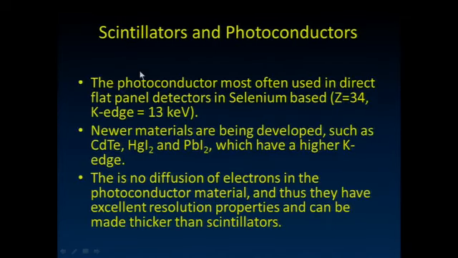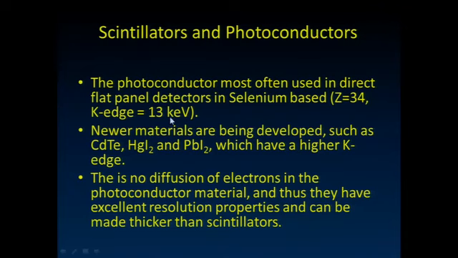So scintillators and photoconductors. Photoconductors most often used in direct flat panel detectors are selenium-based. So the Z is 34, the K edge about 13. Now we've talked about if we could match the K edge to the average X-ray energy that we're imaging with, that would be a really good thing, because our probability of interaction would be much higher.